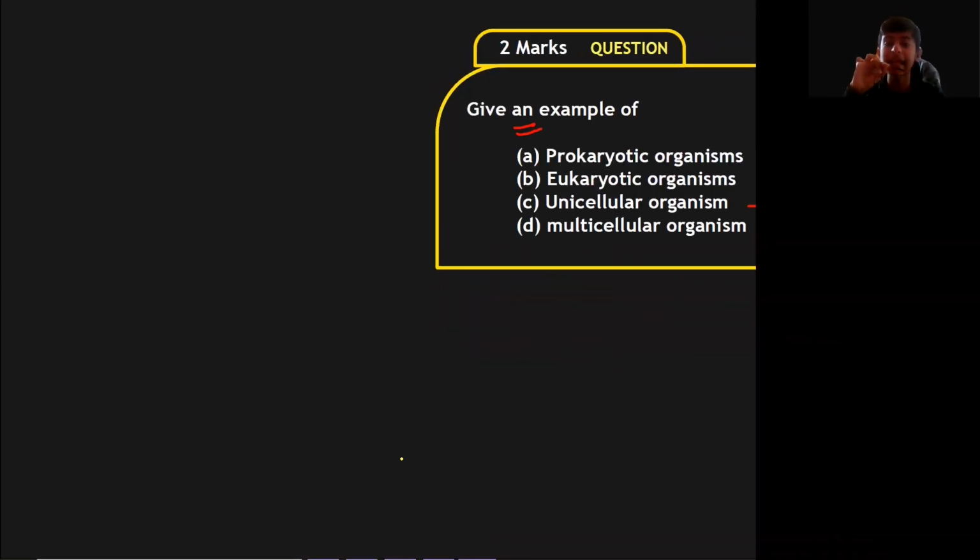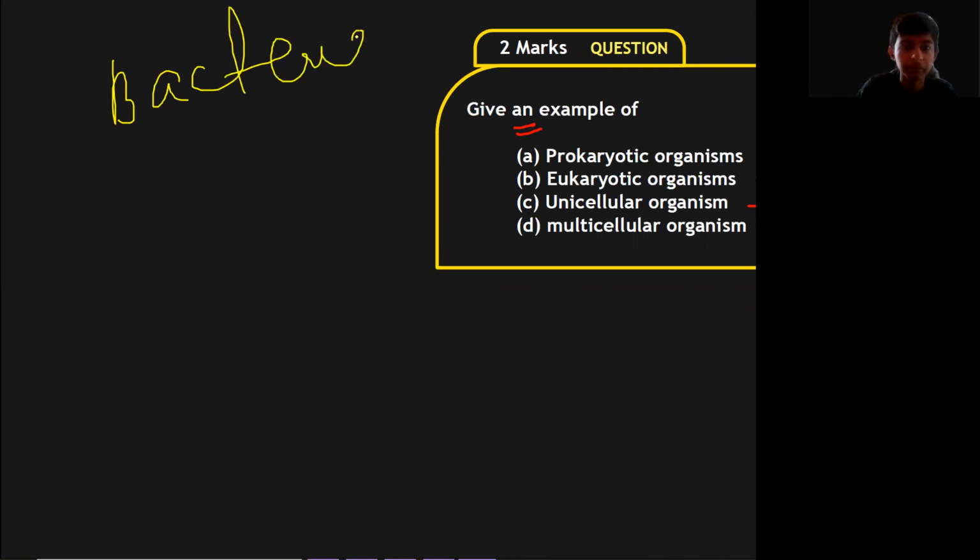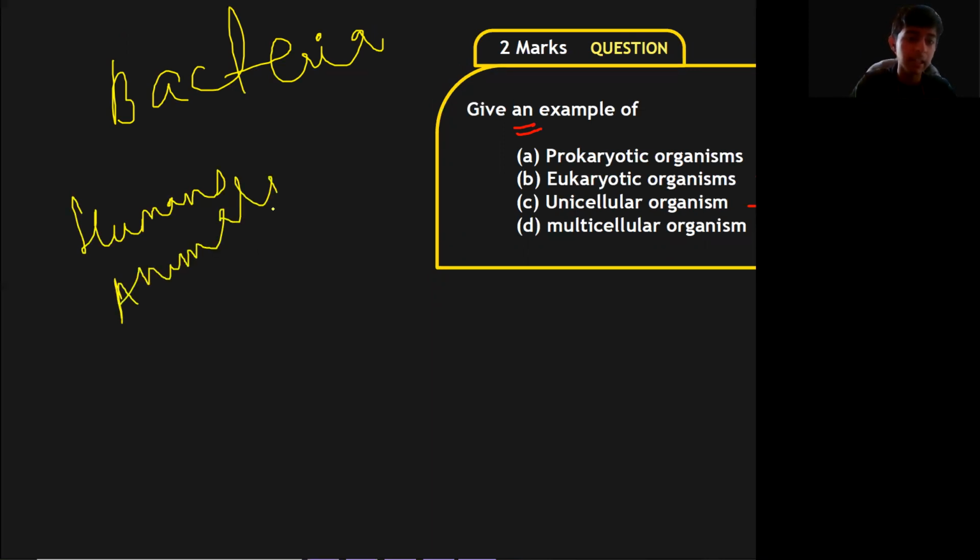Next question, give an example of prokaryotic organisms. Prokaryotic organisms, what can you write? You can write bacteria. Eukaryotic organisms, you can write humans. You can write animals. Each will be of half mark, okay? Half, half, half, half. You can do.